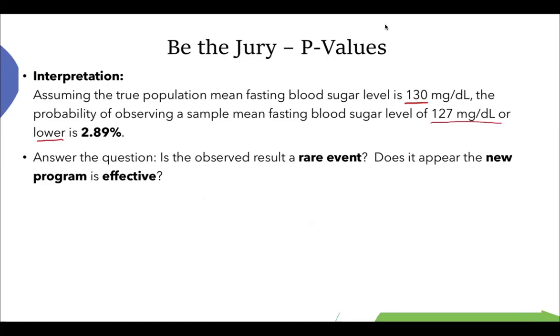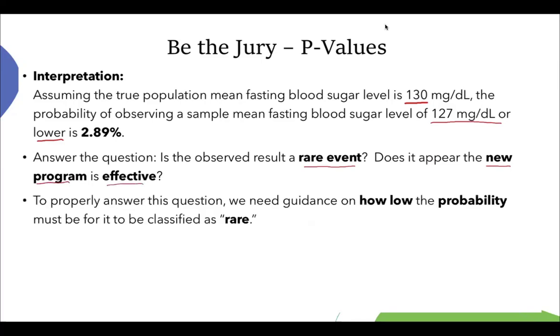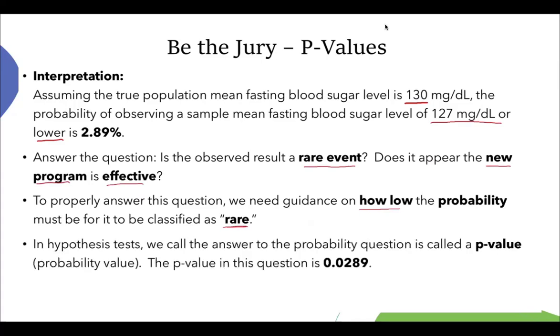We have to decide if that 2.89% is considered to be a rare event. If we say it's rare, then it would appear that the new program is effective. But we have to understand what rare means. How low does the probability have to be for us to classify it as a rare event? So you have to be given some extra information here to do this.